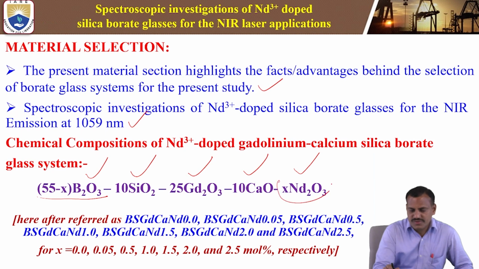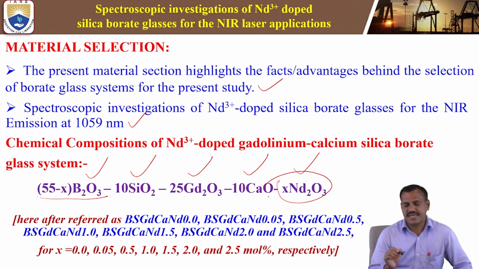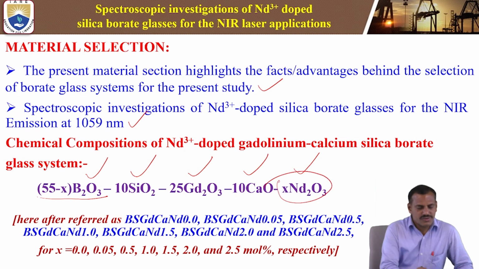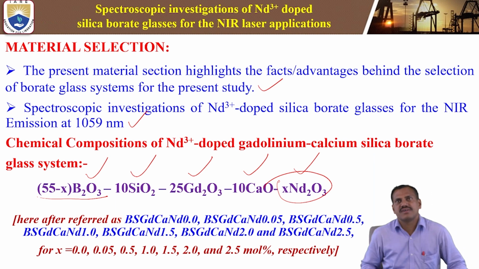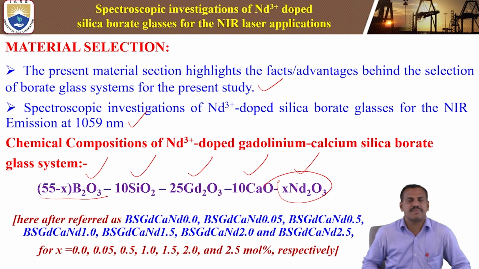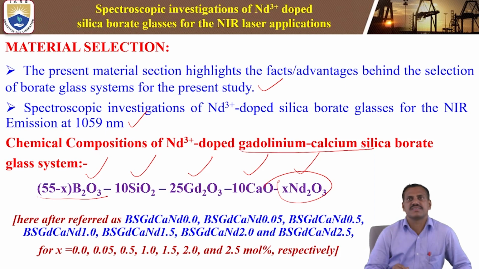This neodymium oxide we are varying. It is the dopant of the rare earth elements, the lanthanum ions, with concentration going from low to higher. Here the samples are referred to as BSGD calcium Nd 0, then 0.05, 0.5, 1, 1.5 to 2.5 mole percent. These are the different mole concentrations of Nd3+ ions doped in the gadolinium calcium silica borate glasses. So this is our prepared glass sample.